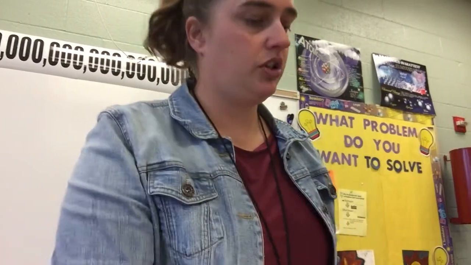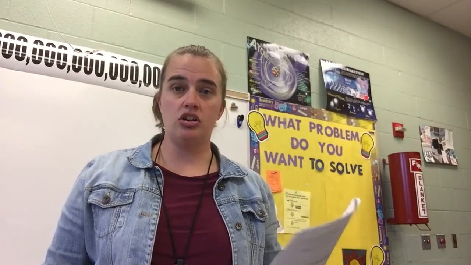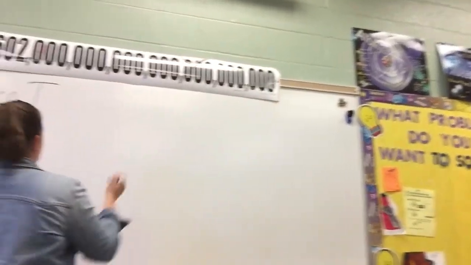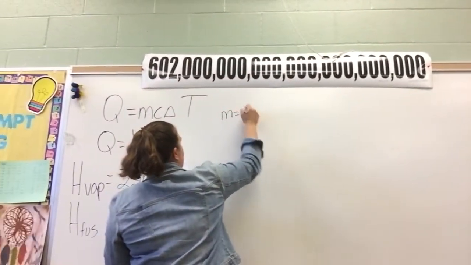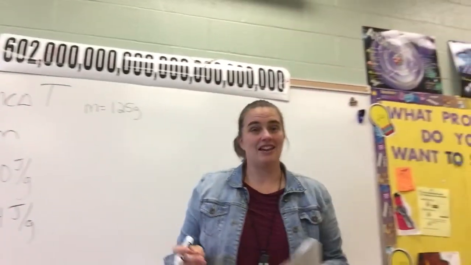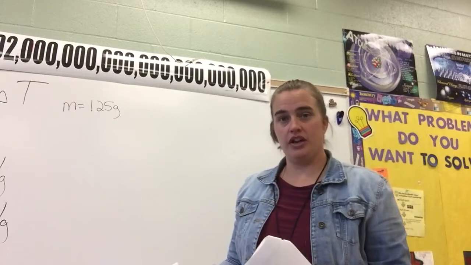So the first one, if you take a look at it, it's asking us to calculate the amount of energy required to take 125 grams of water. So there's my mass. I'm going to write this down right here. My mass is 125 grams, from negative 15 degrees to 45 degrees.